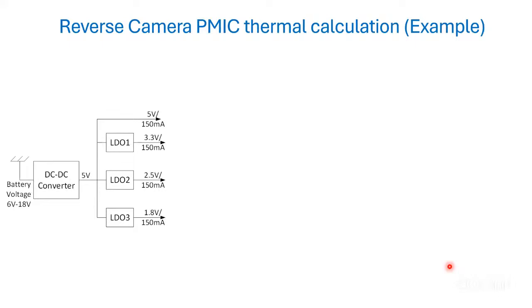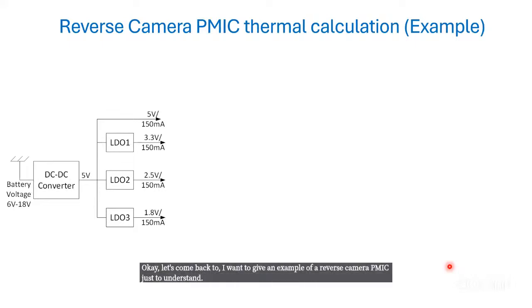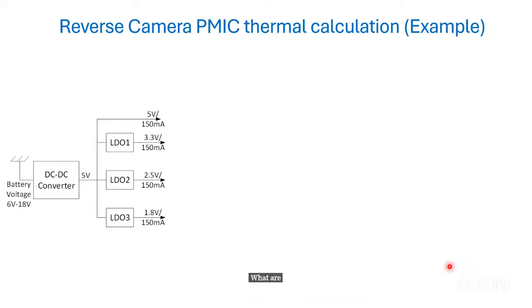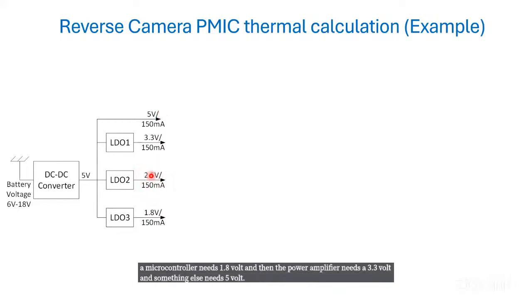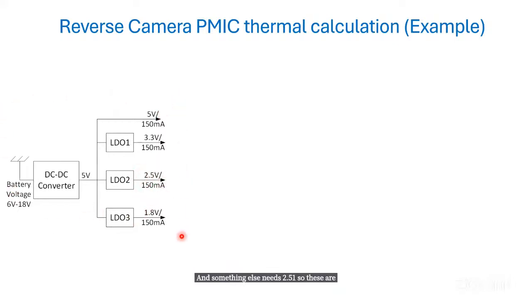Okay, let's come back. I want to give an example of a reverse camera PMIC just to understand what challenges we would face while designing a power management IC. So let's assume we have a battery voltage of 6 to 18 volts, and then our RF transceiver needs multiple supply voltages. Let's say a microcontroller needs 1.8 volt, the power amplifier needs 3.3 volt, something else needs 5 volt, and something else needs 2.5 volts. So these are the voltages that need to be generated from the battery voltage.